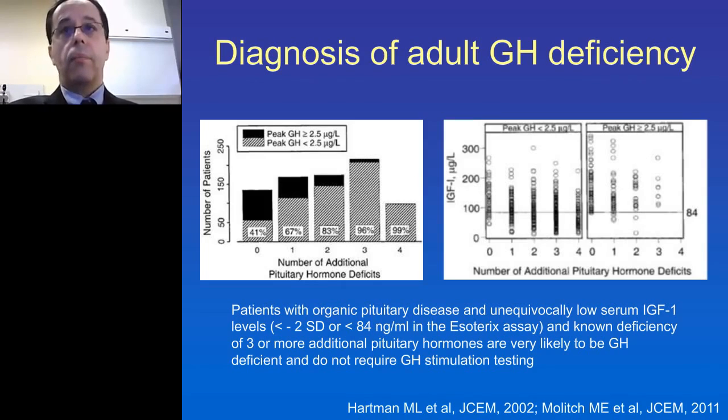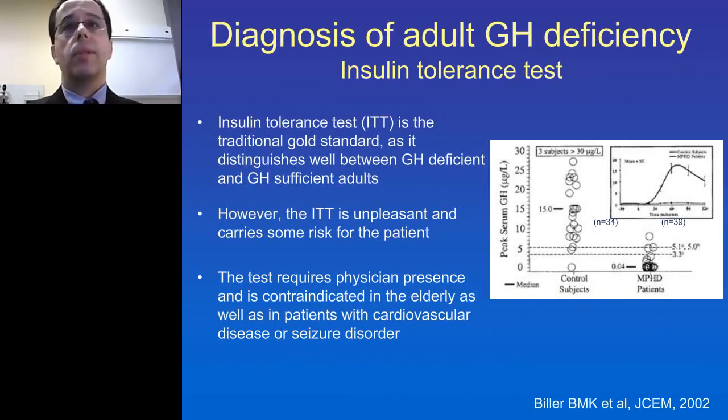So again, making the point that among patients who have organic pituitary disease, low IGF-1 levels, and 3 or 4 additional pituitary deficiencies are extremely likely to have growth hormone deficiency, and these patients do not need any additional testing. However, the rest of the patients do need stimulation testing in order to establish the diagnosis of growth hormone deficiency.